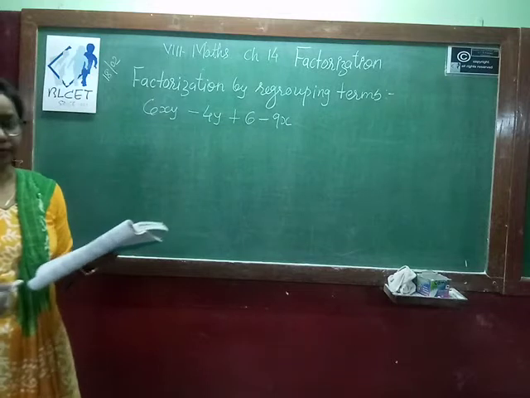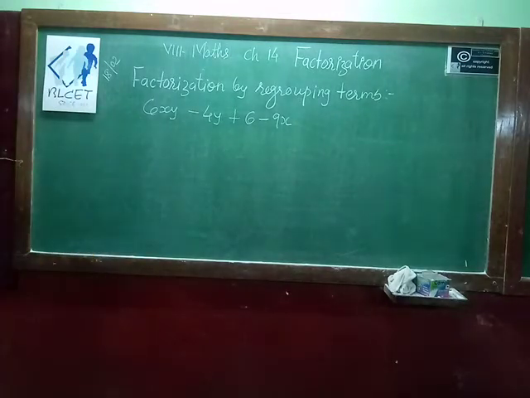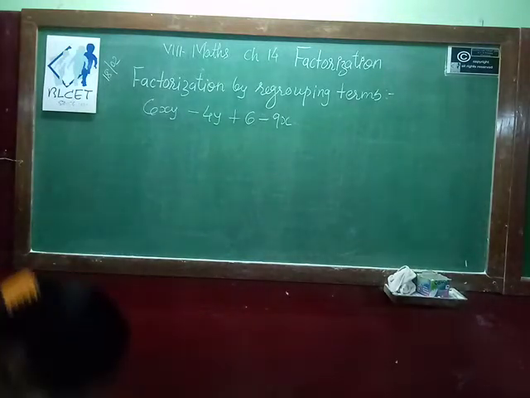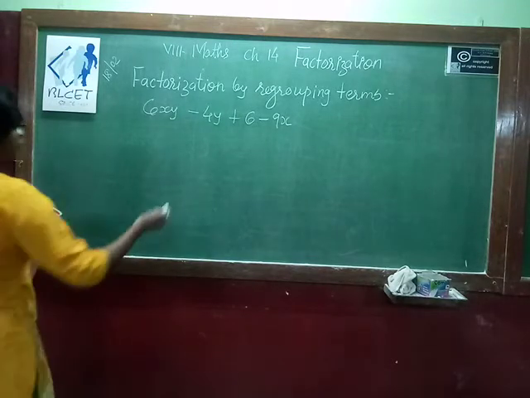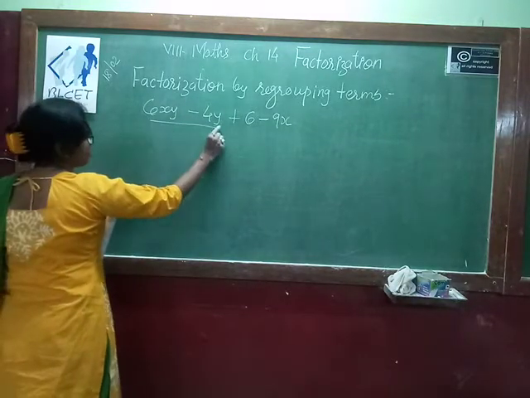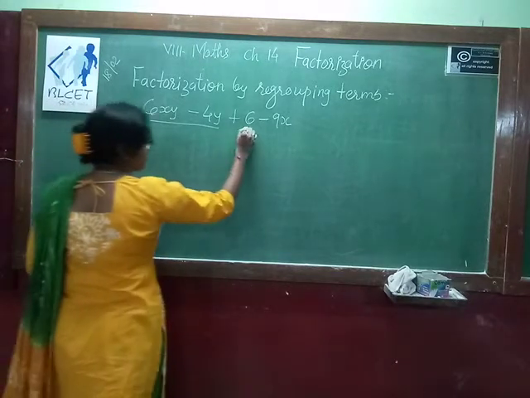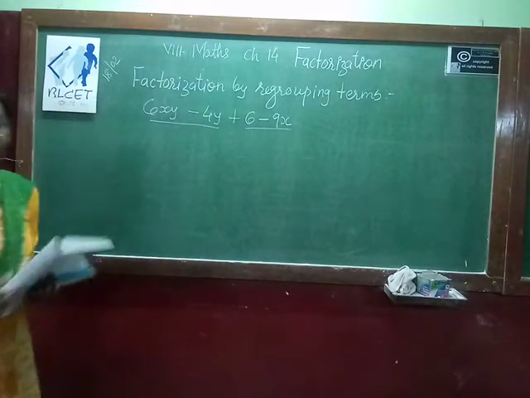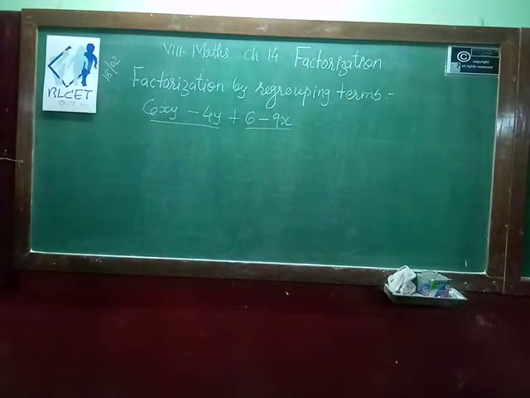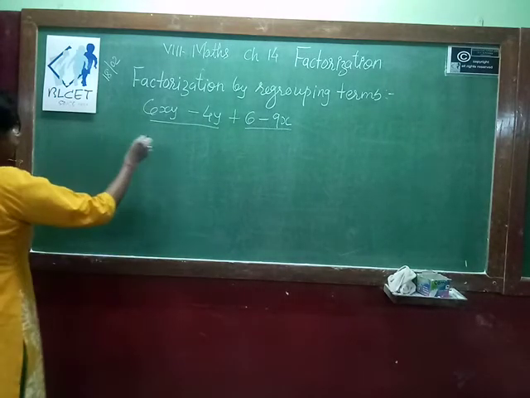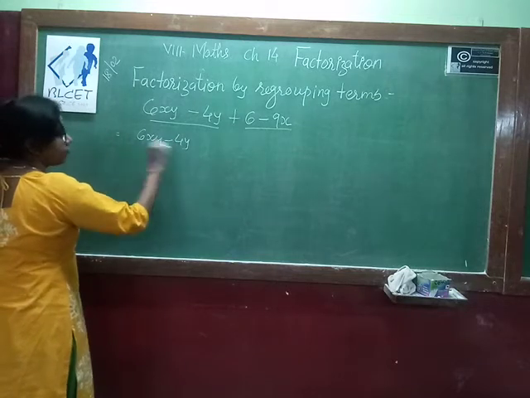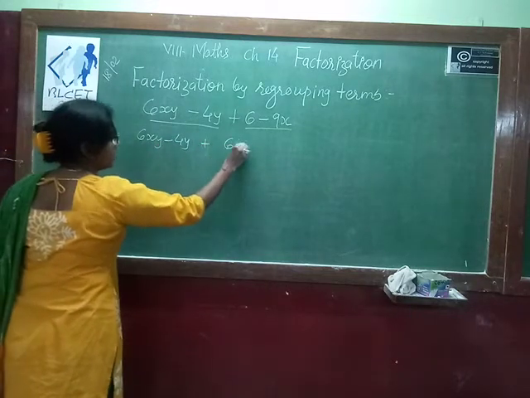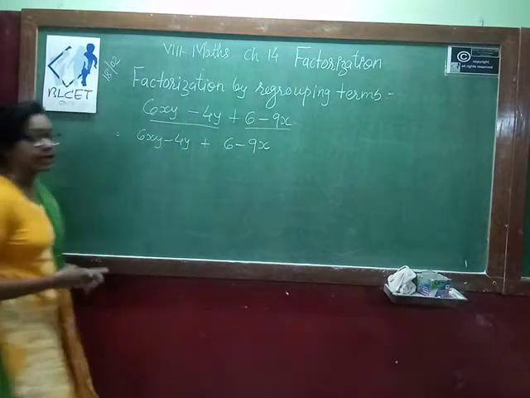Now we make groups. Step 2, think of grouping. Notice the first two terms: you are getting some common numbers. From the last two terms also you are getting some common numbers. So there is no need to rearrange the terms. Keep it as it is and we make groups of 2, that is 6xy minus 4y as our first group, plus 6 minus 9x as our second group.